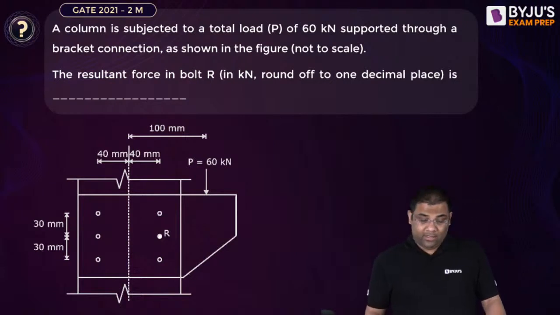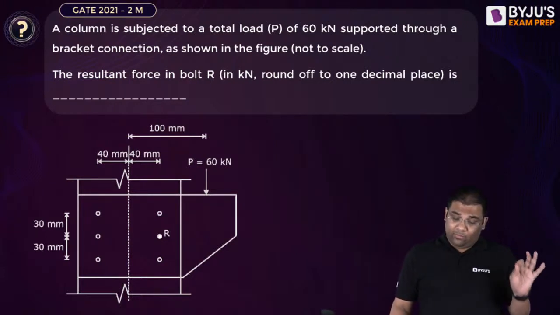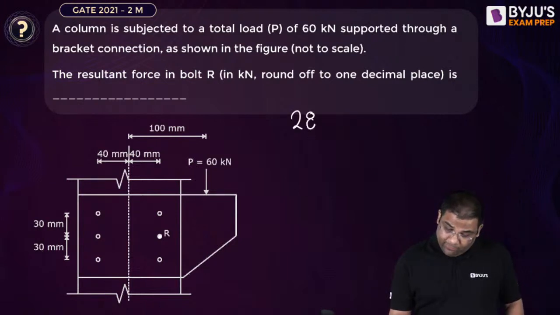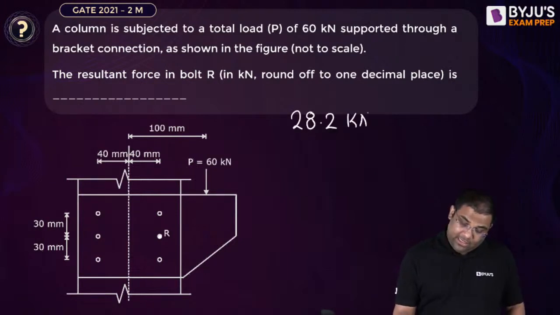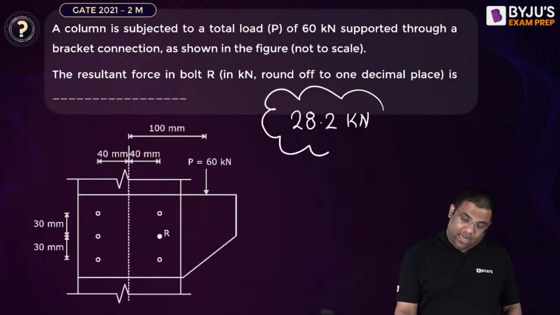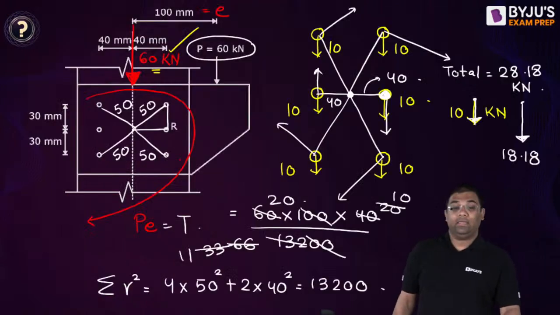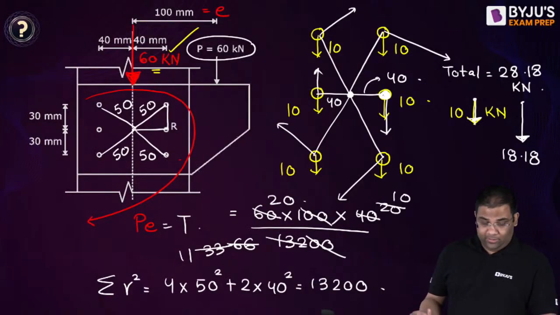But what have they written? Resultant force in bolt, round up to one decimal place. So I can write down 28.2 kilonewton is the resultant force on bolt R. Yes, resultant force on bolt R. You see, very simple. You can solve this question within 2-3 minutes also.